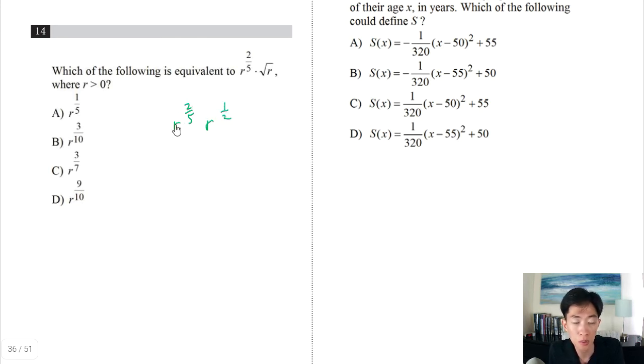So keep in mind your rules of exponents, that when you're multiplying two numbers together, you add the exponents. So to add 2/5 and 1/2, we have to find the least common denominator. That's going to be 10. So 2/5 is going to be 4/10, and 1/2 is going to be 5/10. So 4/10 plus 5/10 is going to be 9/10. So it's going to be r to the 9/10, and that's going to be our answer, choice D.